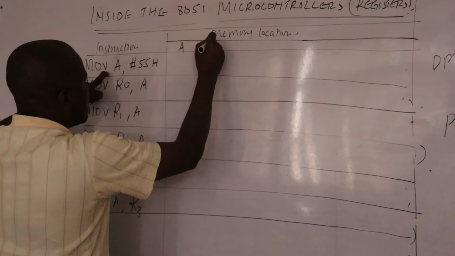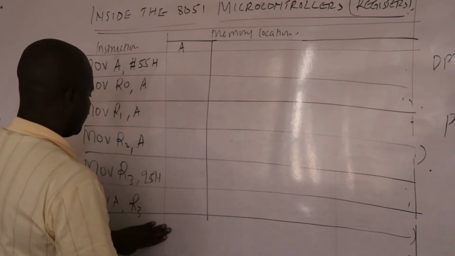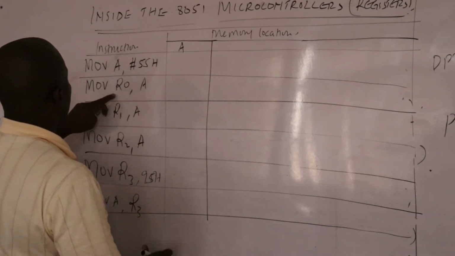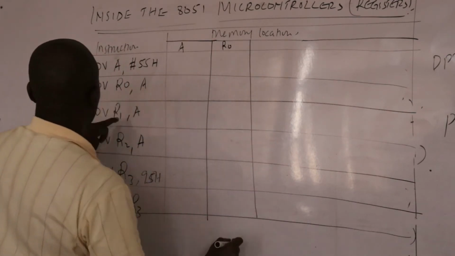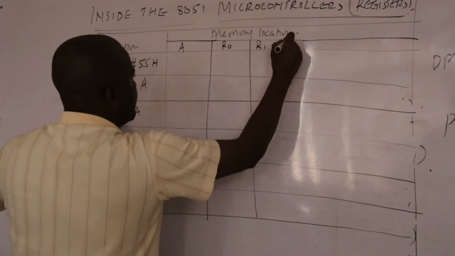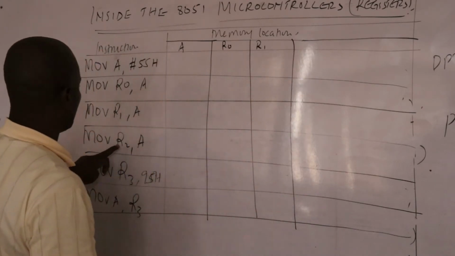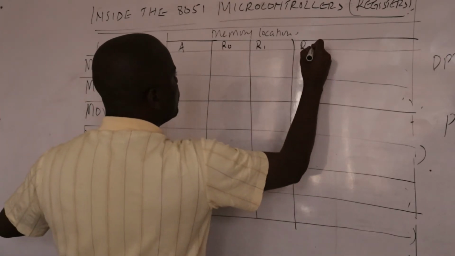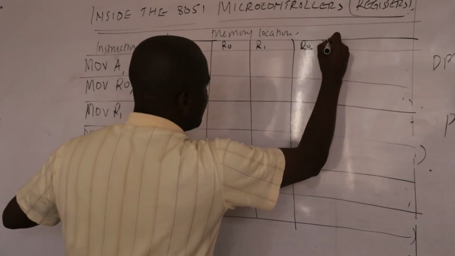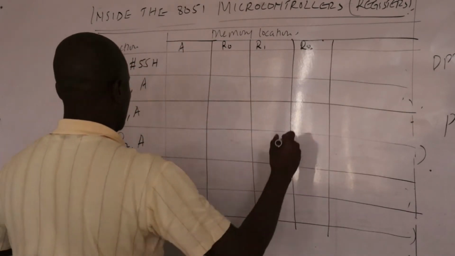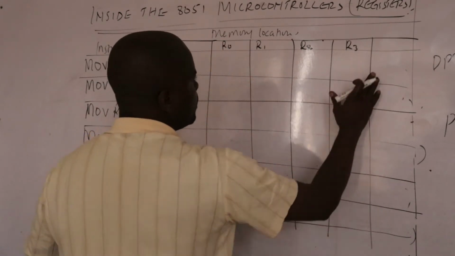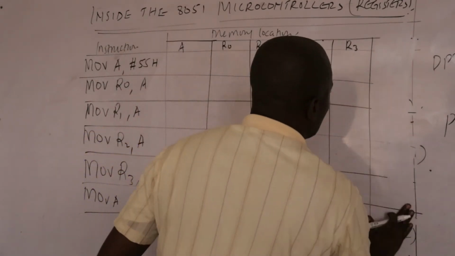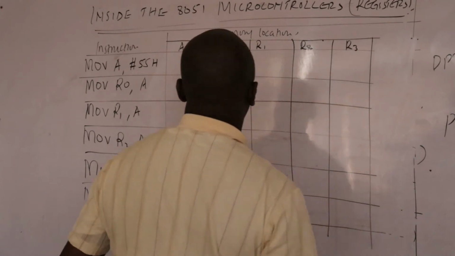We can see right there is register A. Then in this one, we have R0. In this, we have R1. A is already repeated, so we are not going to write it again. R2, A is already repeated, we are not going to write it again. R3, and A is also repeated. So that is what we are going to look at when we are developing a trace table.